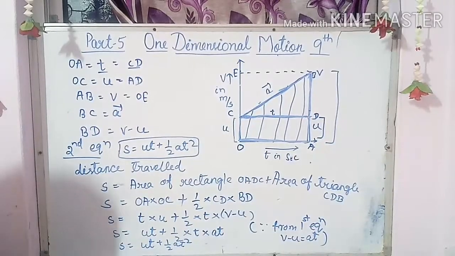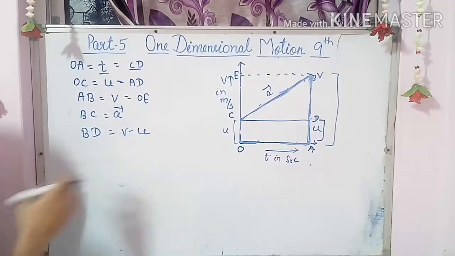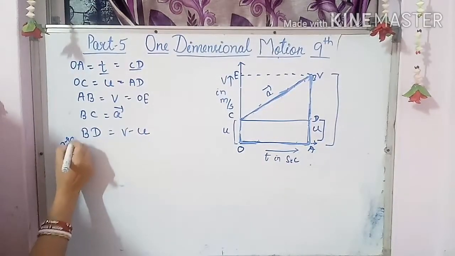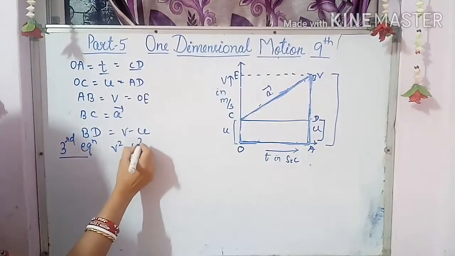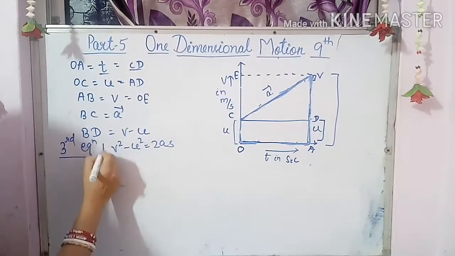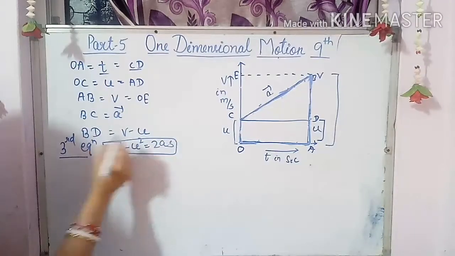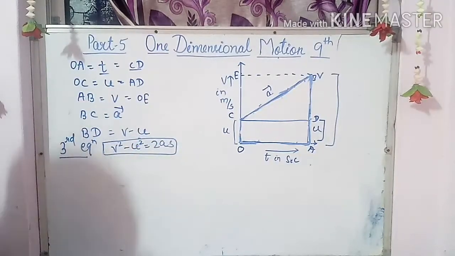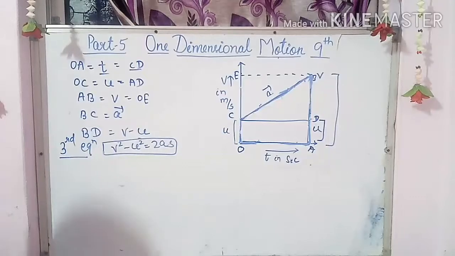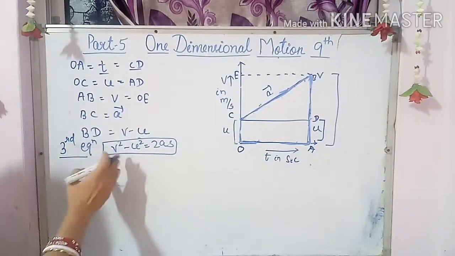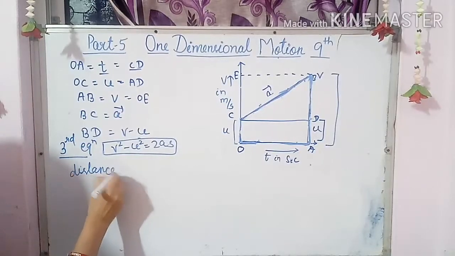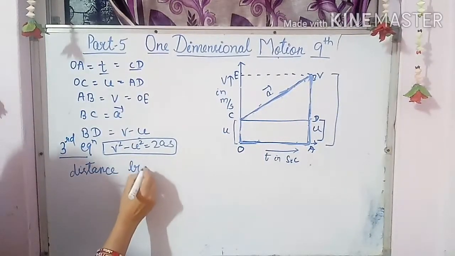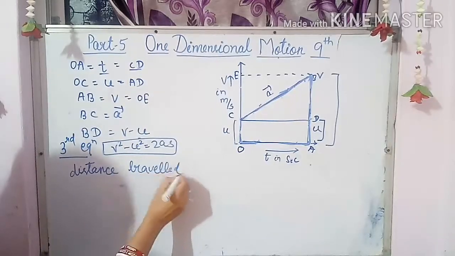Now children, let's see the proof of the third equation. Already I have written it, just you recall that one. Third equation is V square minus U square equal to 2AS. As I have told every time, what you have to first recall is your motto in every equation. Here also your motto is to find out the distance travelled, like your second equation.